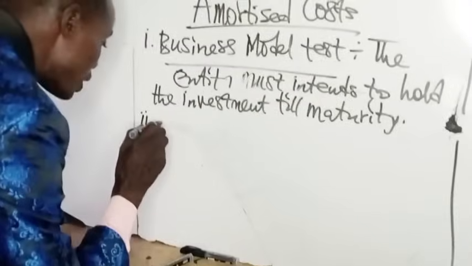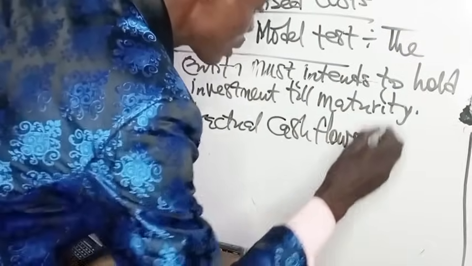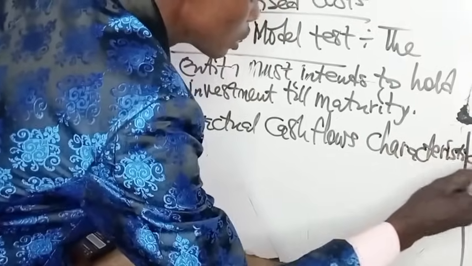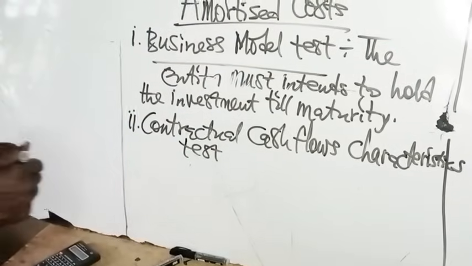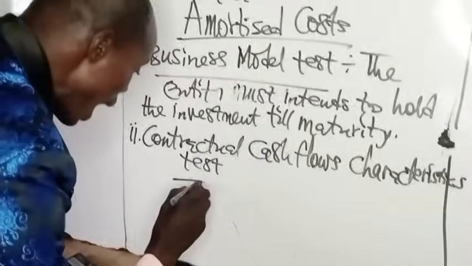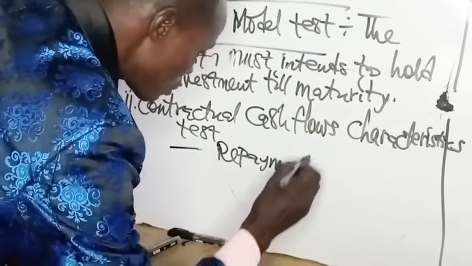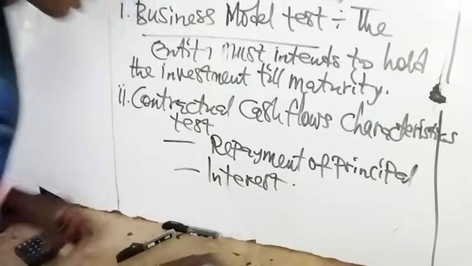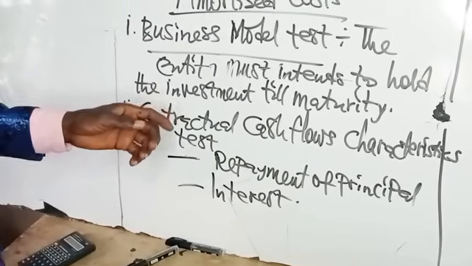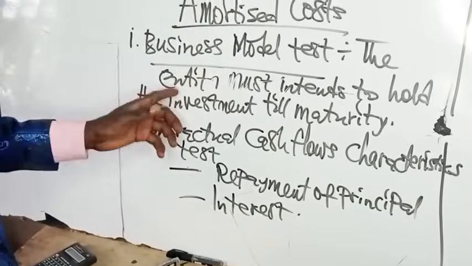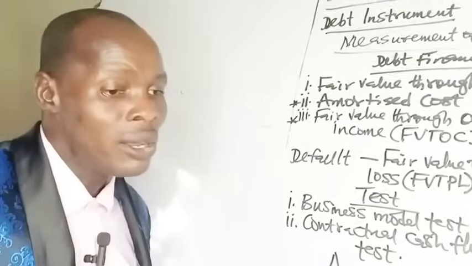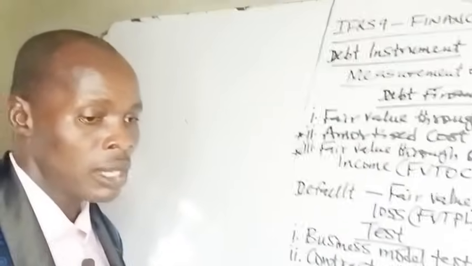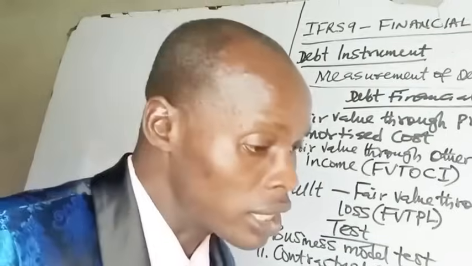Number two, contractual cash flow characteristic test. If you look at the cash flows that are normally associated with a loan, they are usually repayment of principal and interest. Anytime you have loans, these are usually the cash flows. So, for the contractual cash flow characteristic test, the contract terms must be solely of the principal and interest. For an investment to be classified at amortized cost, interest income is usually calculated at its effective interest rate.